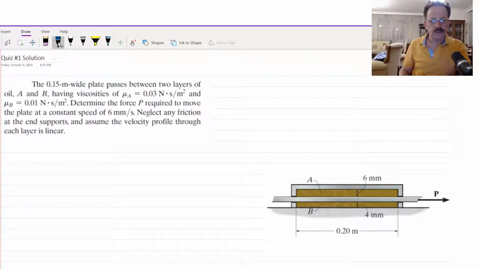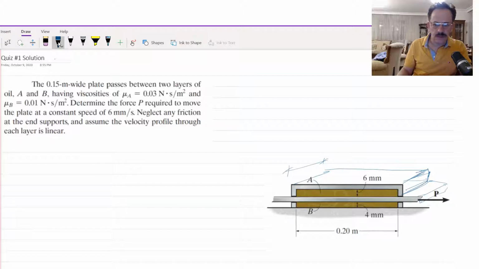We have a plate, the plate of 15 centimeter. It means this is the 15 centimeter that we have. This is the plate, and this is going to be inside this shaft. So the width of this plate is equal to 15 centimeters or 0.15 meter, and the length is given to us. The same is in the bottom.